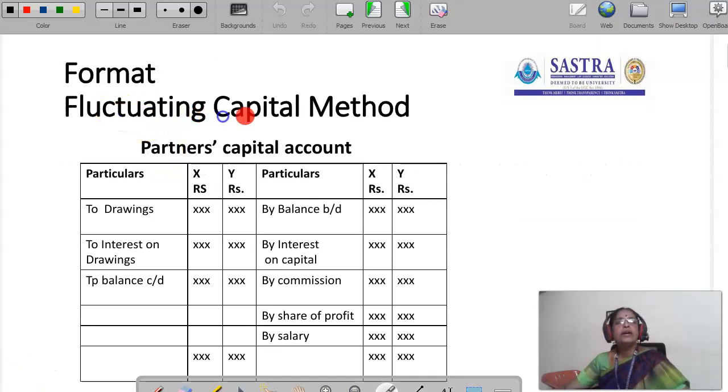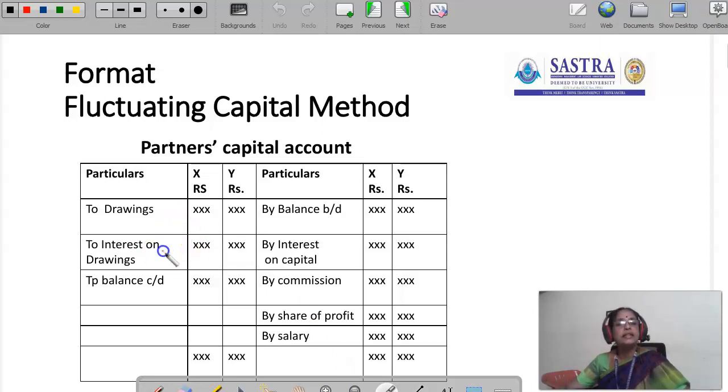This is the format of fluctuating capital method, capital account. Partners' capital account is usually prepared from the viewpoint of the partners. All the expenses of the partners should be debited and all the income of the partners should be credited. This is the opening capital, that is the initial capital contributed by the partners, that should be credited. Then interest on capital is an income, so it should be credited. Commission to the partner is an income for the partner, that also should be credited. Share of profit, salary and all income to the partners, so these items should be credited.